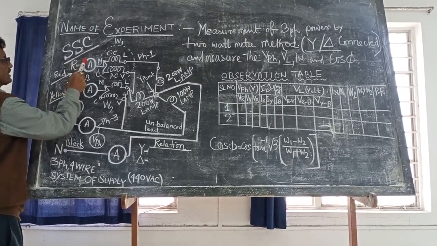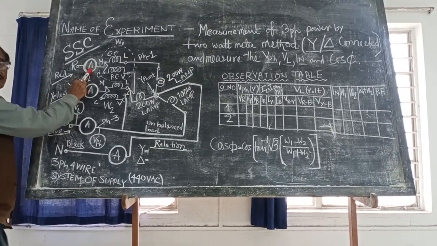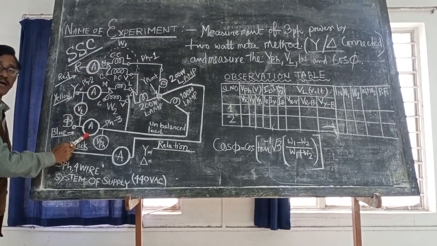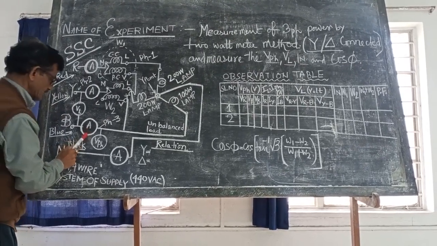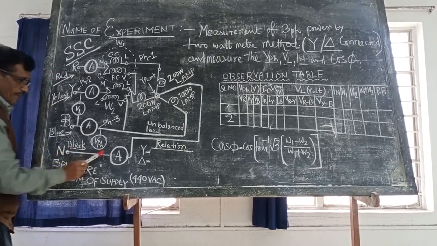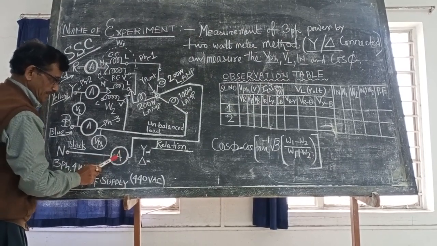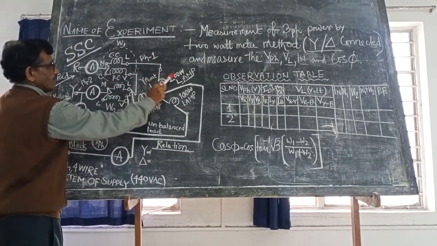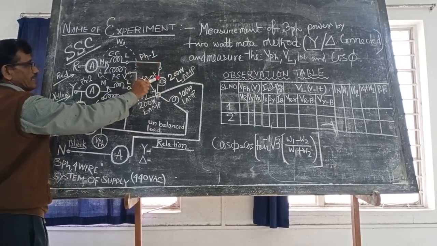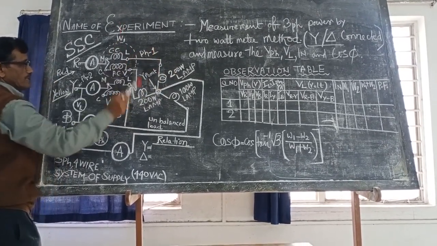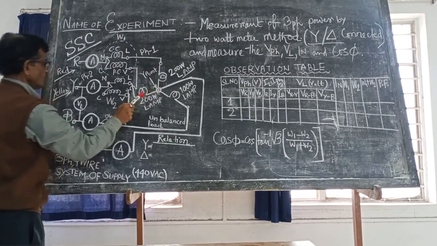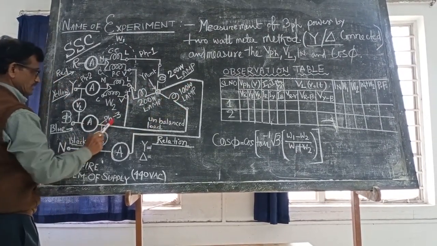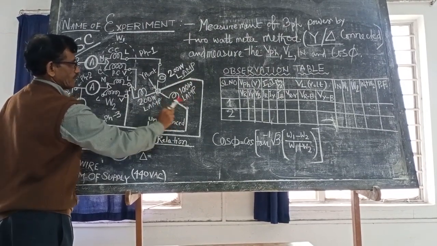Here the R phase is connected with an ammeter. The ammeter is connected in series. Here also an ammeter is connected in series, and here an ammeter is also connected in series. Here you see one ammeter is connected in series on the neutral wire, and here one lamp, a 200 watt lamp, is connected. First phase 1 and phase 2 have 200 watt lamps, and on phase 3 there is a 100 watt lamp.